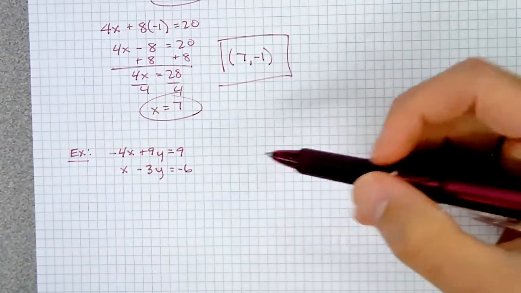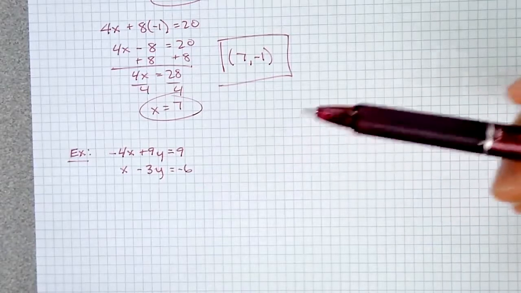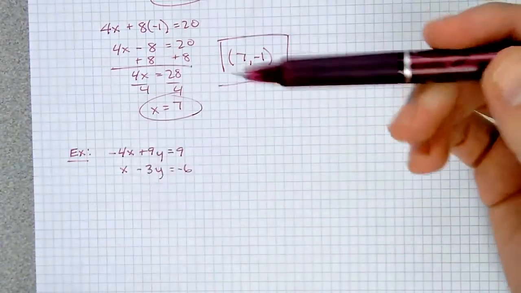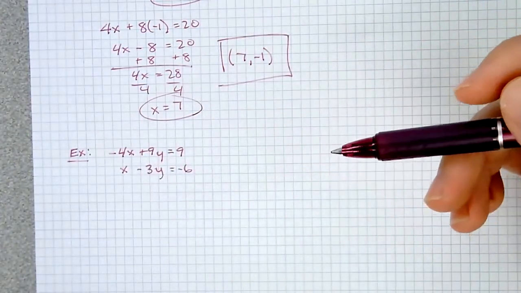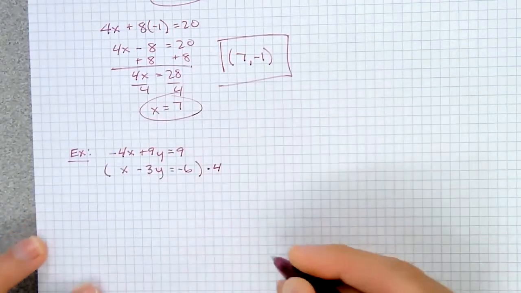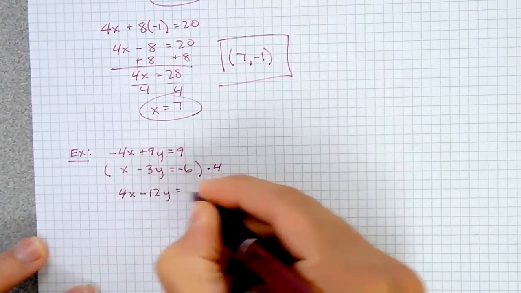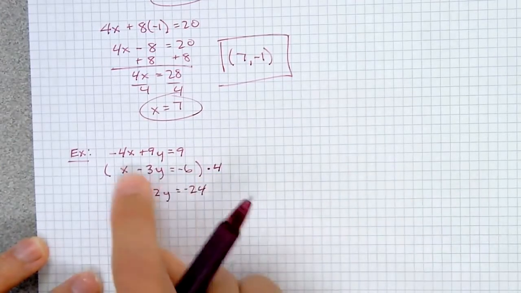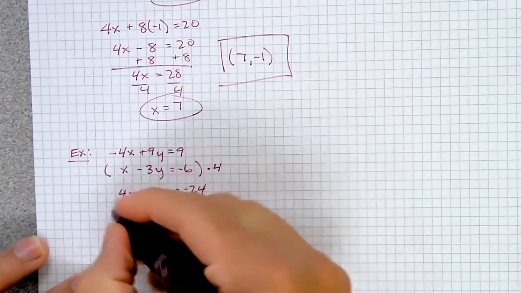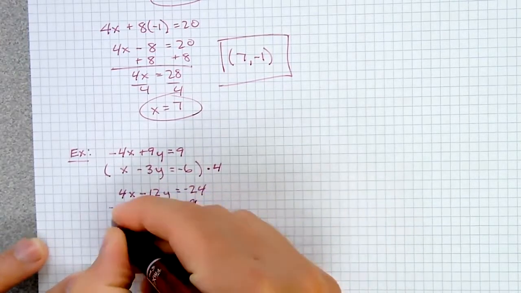So what we want to do is we want to manipulate one of these equations so that we can have something cancel out. So this is negative 4x. What would this have to be so that the x's would cancel out? Well, it'd have to be a 4x. So if I multiply this whole thing by 4, I get 4x minus 12y equals negative 24. I just multiplied each one of those by 4. Now I have a 4x in front, which I want. I leave the top equation the exact same.